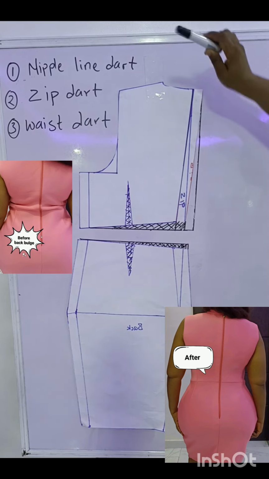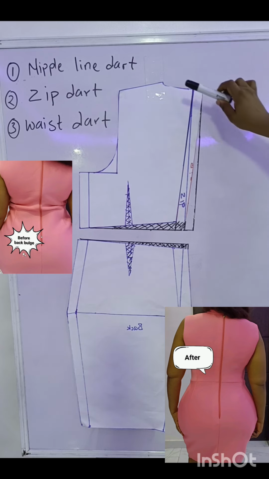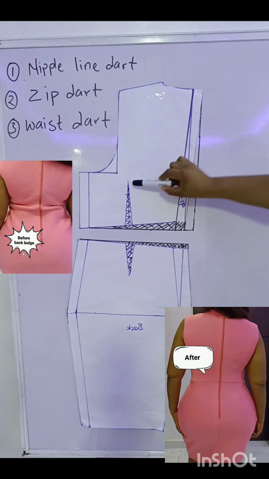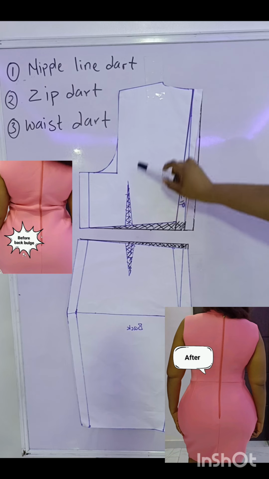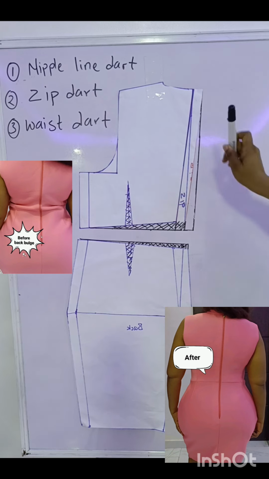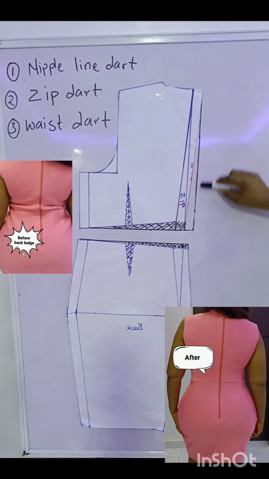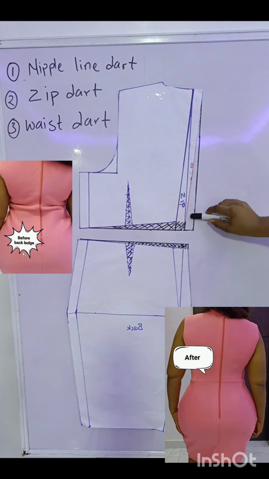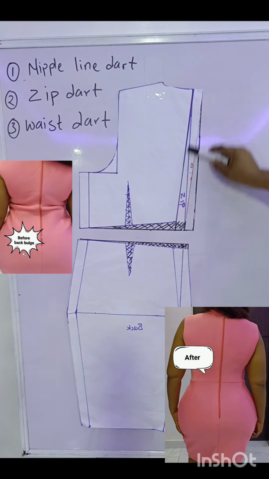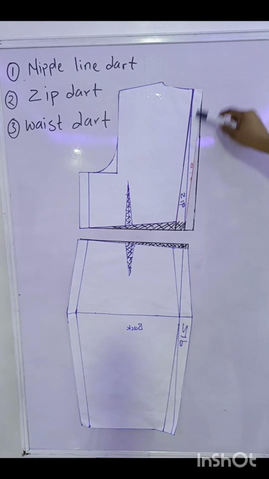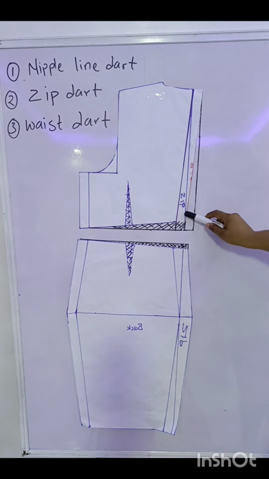So we are going to remove three darts. You will be learning how to remove three darts. The nipple line darts. This is your nipple to nipple line dart. Then the next dart is your zip dart. If you look at this picture, this was the initial zip line. The blue line here and this black line is the initial zip line. But when we now remove 1 inch from the waist, the zip line shifts to the front, and this is our new zip line. So if you look at this, it is not straight, but it is slanting.